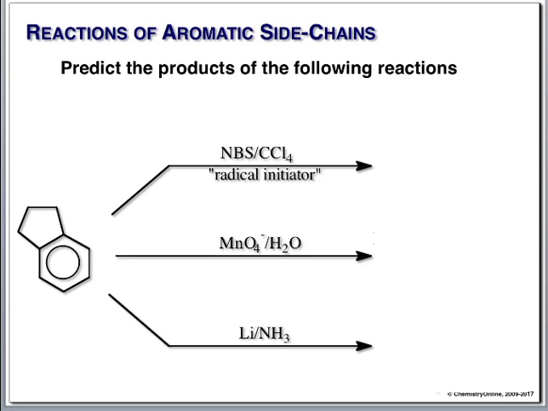We're going to simply brominate on a benzylic carbon. This is permanganate, neutral permanganate. This is going to oxidize a benzylic carbon to a carboxylic acid. So we're going to wind up with the 1,2 dicarboxylic acid. And finally, our Birch reduction. We're going to make a diene.